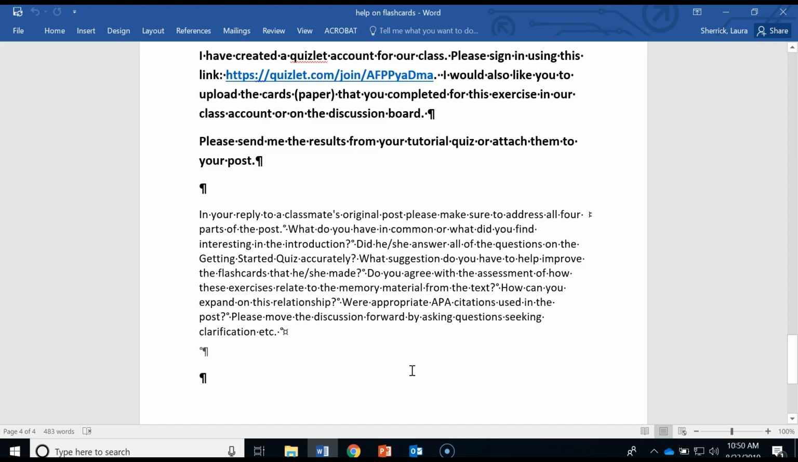So if you agree with what they've said, how can you expand on it? Why is it elaborative rehearsal? If they just said, I think this allows elaborative rehearsal, why is that elaborative rehearsal?